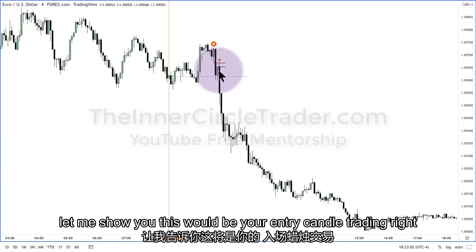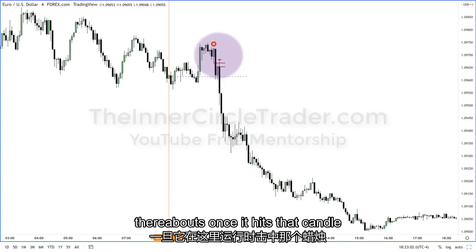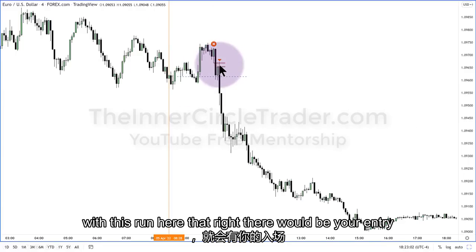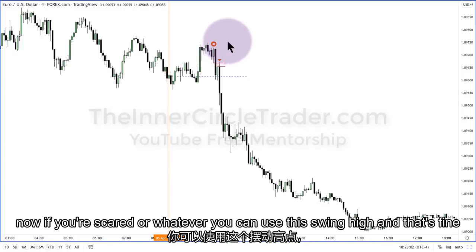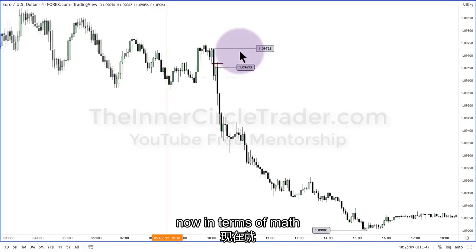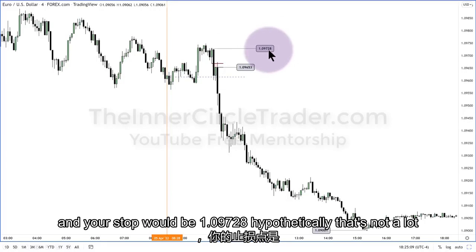This would be your entry candle, trading right back to this old high here. So 1 pip at or thereabouts. Once it hits that candle with this run here, that right there would be your entry candle. Your stop would be right above this candle's high. Now, if you're scared or whatever, you can use this swing high and that's fine. Now, in terms of math, your entry price would be 1.09653 and your stop would be 1.09728 hypothetically.